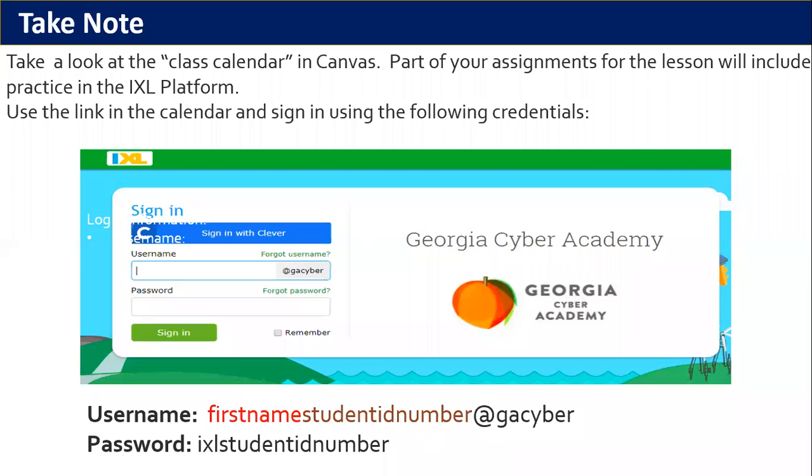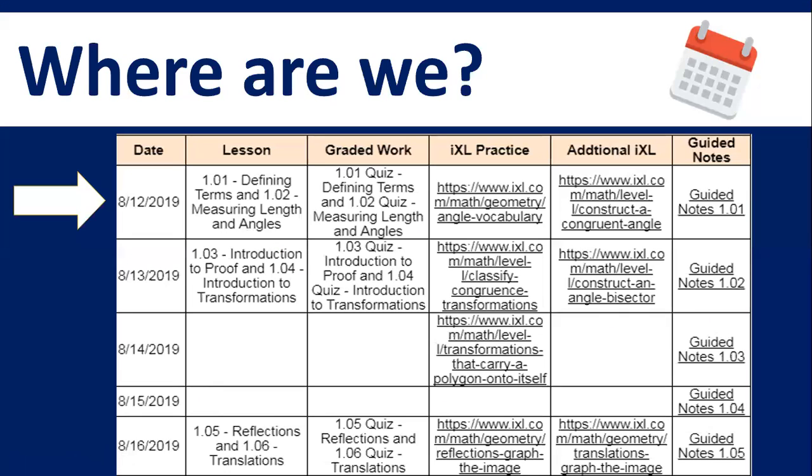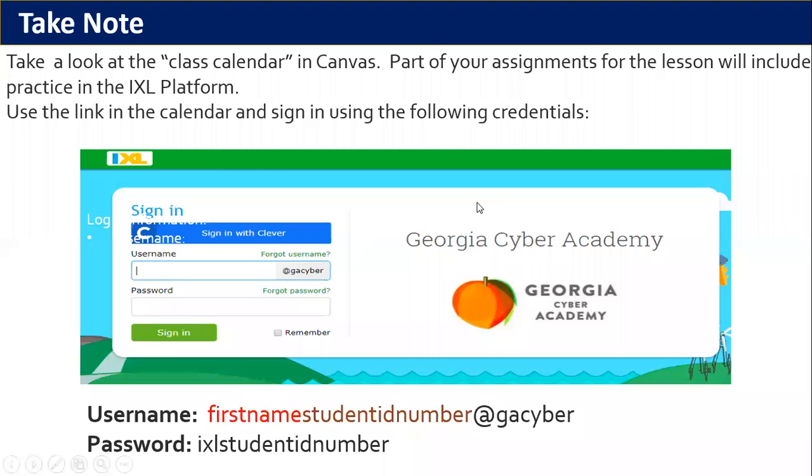All right, if you just noticed on the calendar, if you look under the IXL practice column and click there, it'll take you to IXL. Now, a couple of things you need to know. It should say Georgia Cyber Academy when you log into IXL. If it doesn't, then you're not using the right link, okay? Use the links on the calendar to get into IXL.